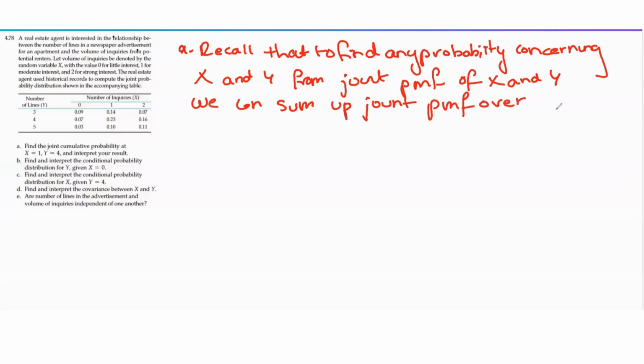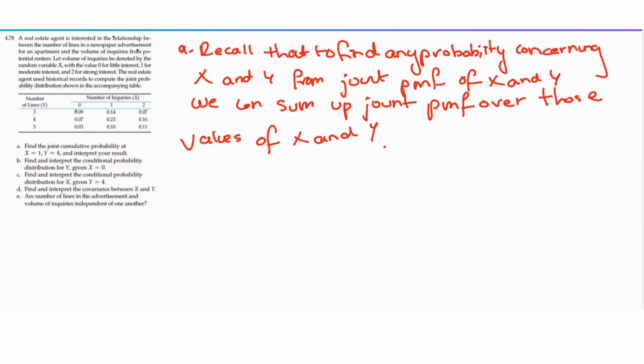So say I wanted to find the probability X is greater than Y, we'll just sum up the joint PMF over all those values where X is greater than Y. If we wanted to find the probability X is equal to Y, then we just sum up the joint PMF for all those values where X is Y, right? Now let's see what we want to find in this particular question.